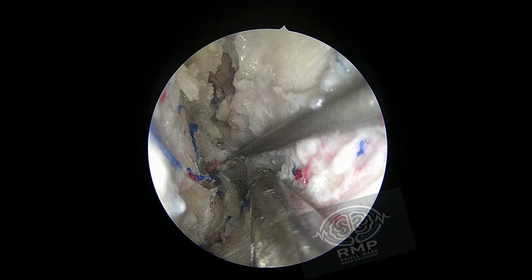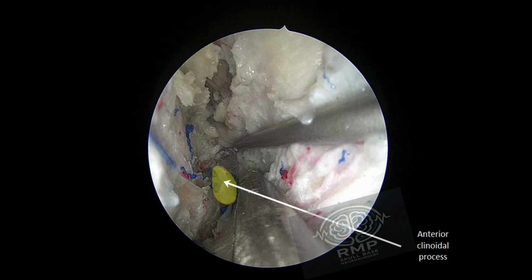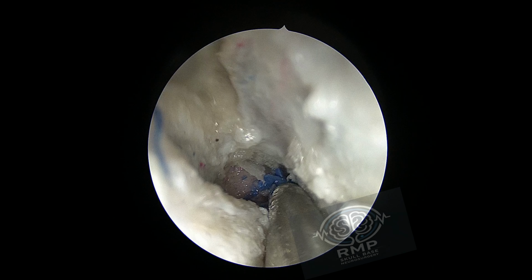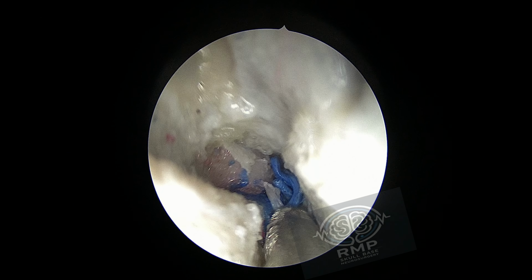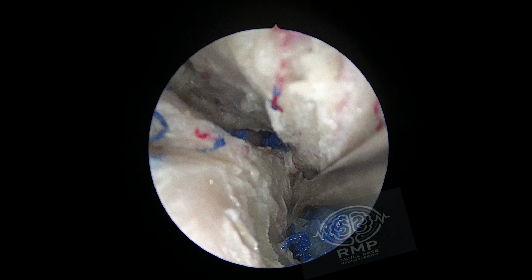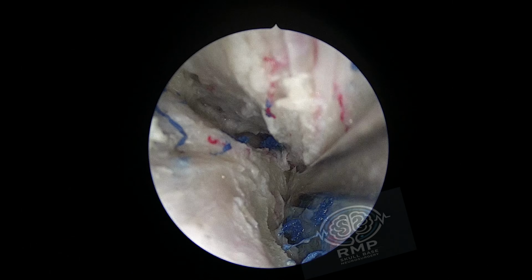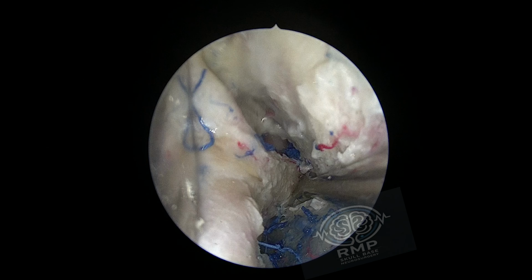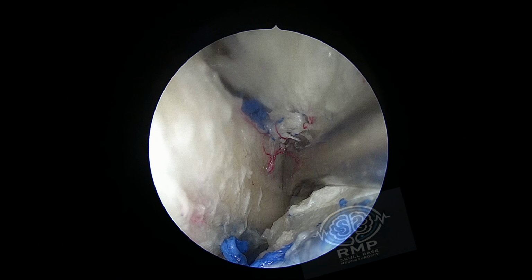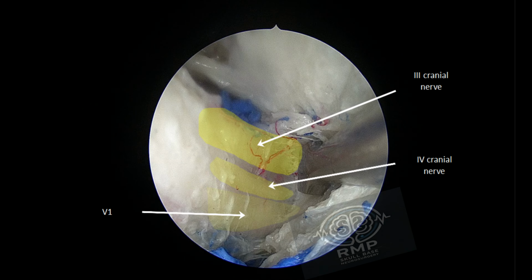With the use of Joseph Lambert 4, we are untethering the anchors of the anterior clinoid process. By removing the anterior clinoid process, we expose the clinoidal segment of the internal carotid artery with the external and internal dural rings. Now, below the anterior clinoid process, we are continuing the interdural dissection by separating the meningeal layer and dura propria of the meninges, and we expose the third cranial nerve, fourth cranial nerve, and V1.